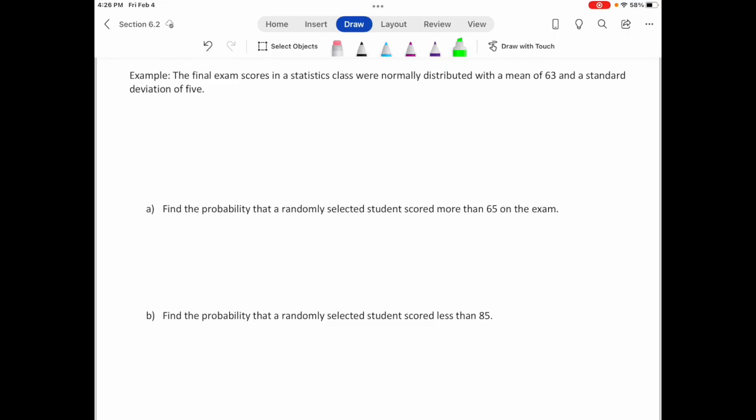So you want to make sure you're using the correct tool. So when you're using these tools, make sure that you're looking at a distribution that is normal. Okay, so in this example, it says the final exam scores in a statistics class were normally distributed with a mean of 63 and a standard deviation of 5.